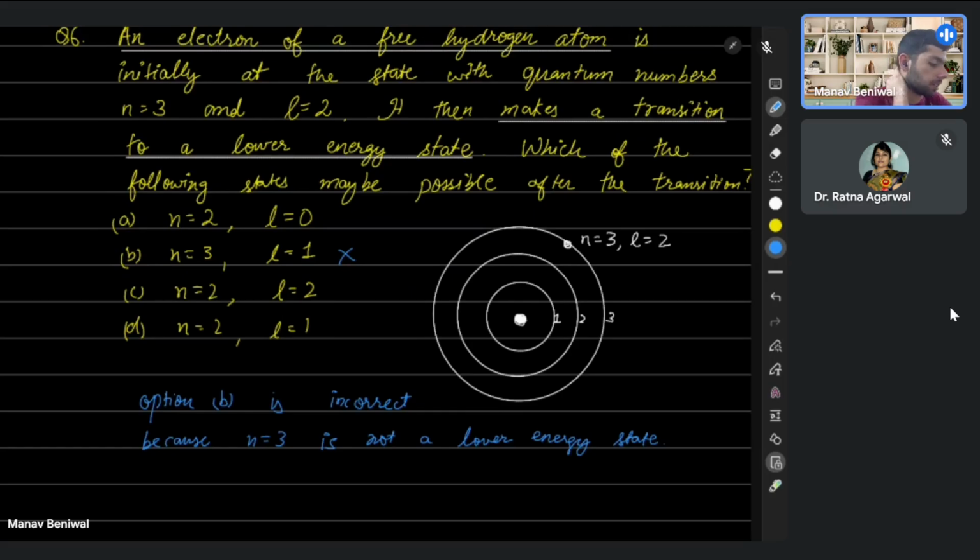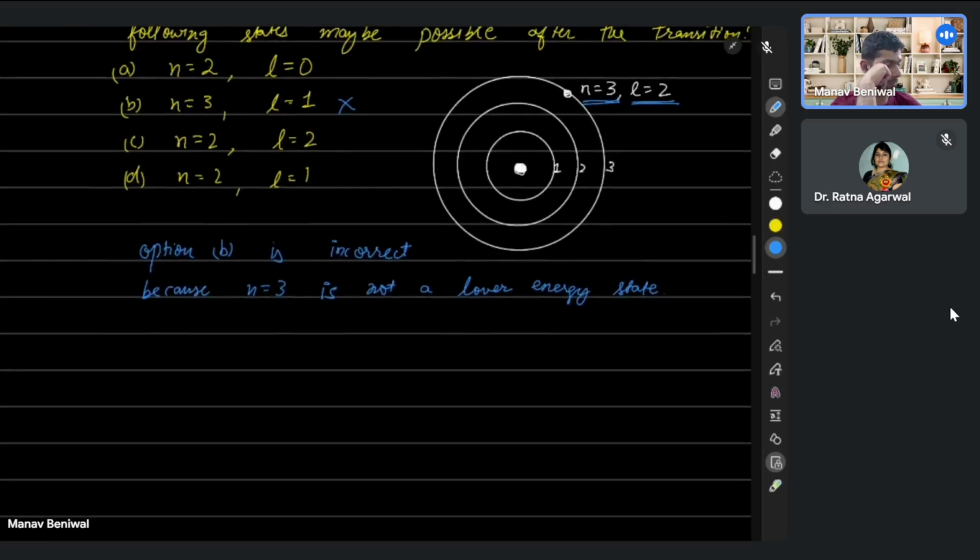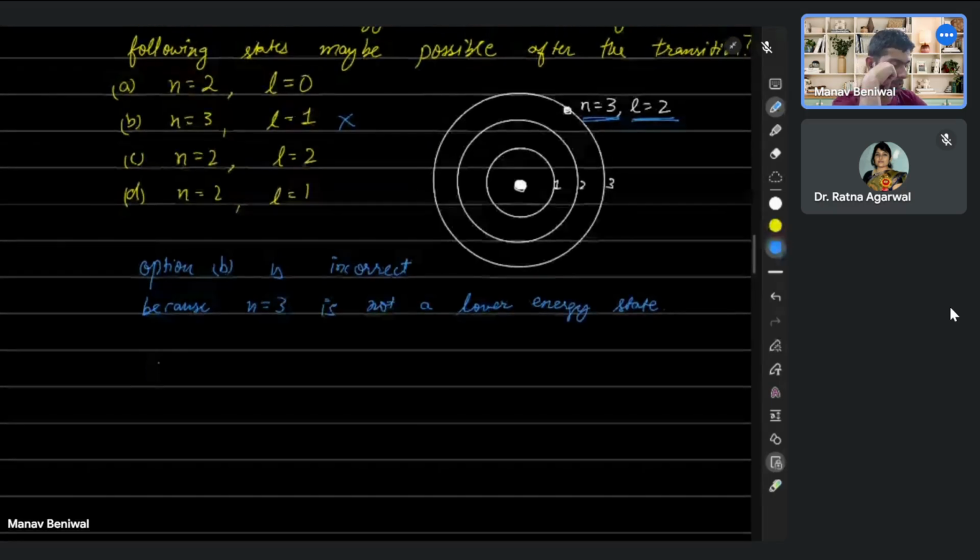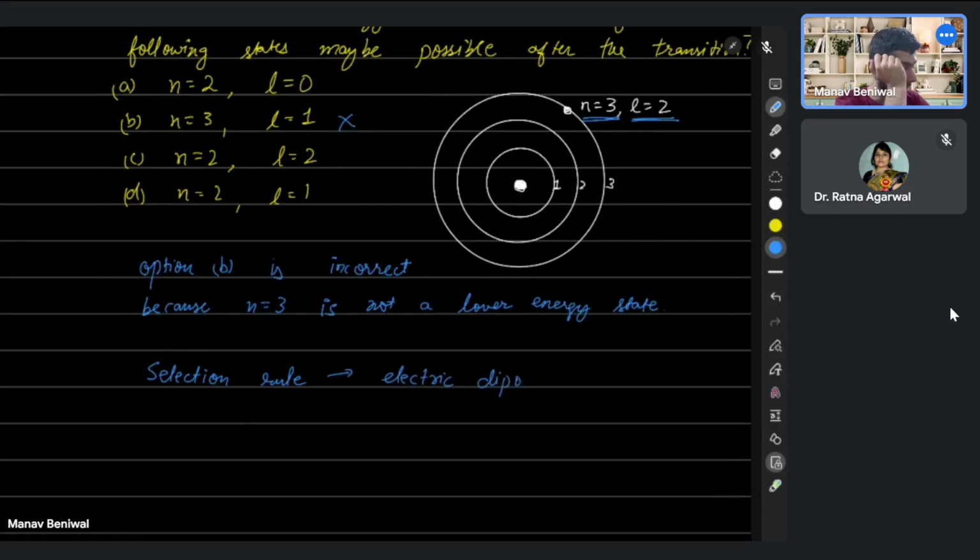So note that we have already used up the information for n, but what we haven't used is the information for l. Now what is the information for l? That l is given to be 2 and there is a selection rule. Okay, we will make use of the selection rule. So the selection rule tells us that there is a selection rule for an electric dipole transition.